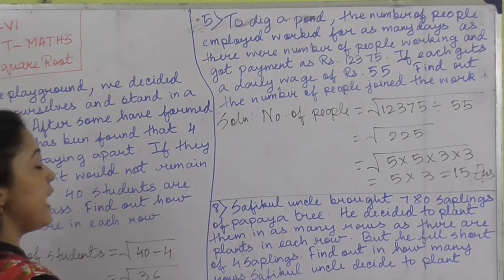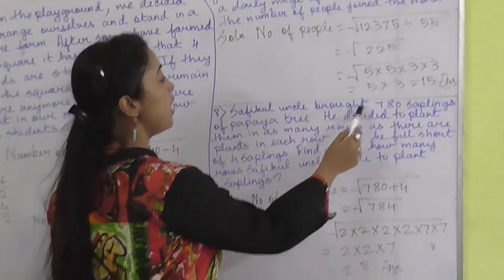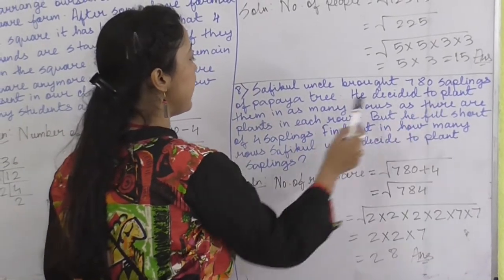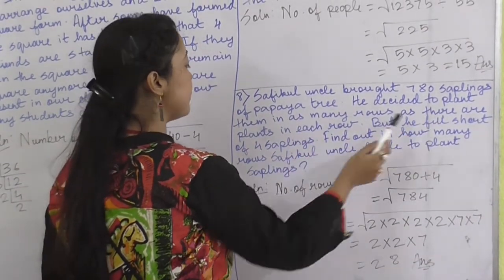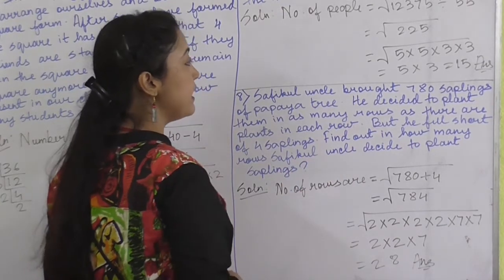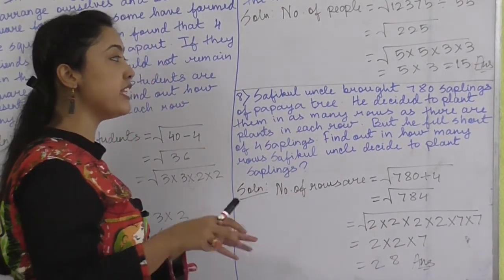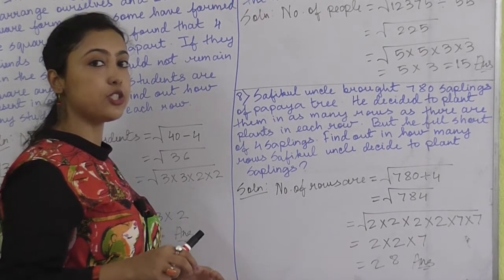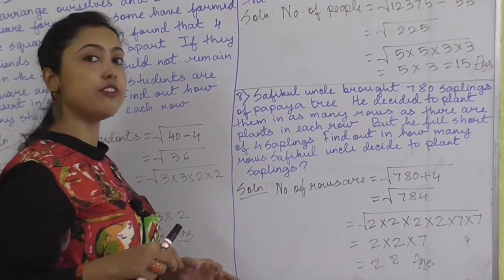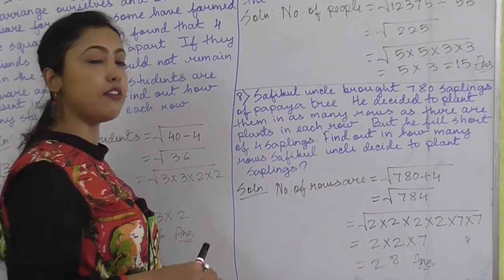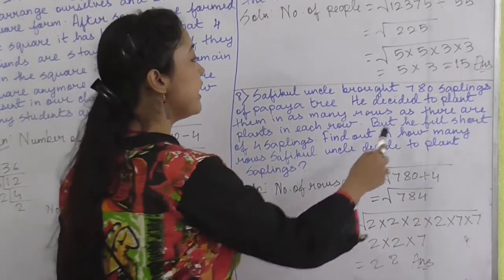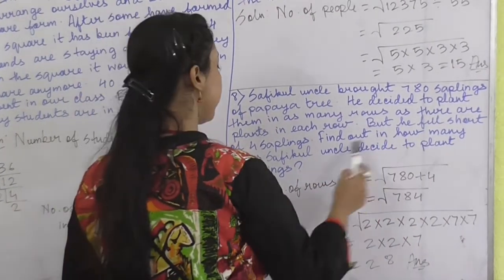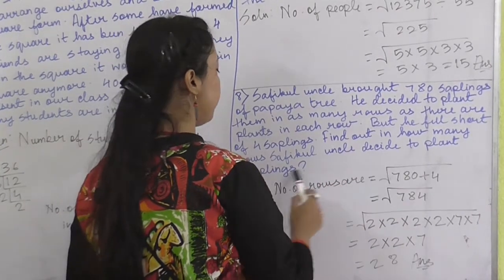Next is problem number 8. Safikul uncle brought 780 saplings of papaya tree. He decided to plant them in as many rows as there are plants in each row. That is, the number of plants in each row will be equal to the number of rows. But he fell short of 4 saplings. Find out in how many rows Safikul uncle decided to plant the saplings.